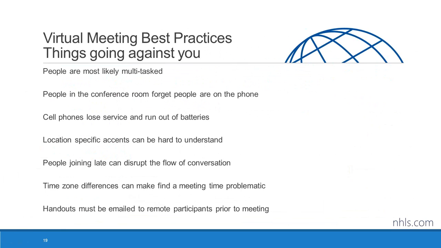If you have five people in a room and you have one person at a distance, sometimes you forget that they're on the conference call. They're on the speakerphone in the middle of the desk and you forget they're there. Also, people run out of batteries, there's interruptions, people walk into people's offices, time zones, handouts have to be mailed ahead of time. These are all the things you don't have to worry about if everybody's sitting in the same room. So just recognize this, and then what you want to try to do is minimize the effect of these different related issues.